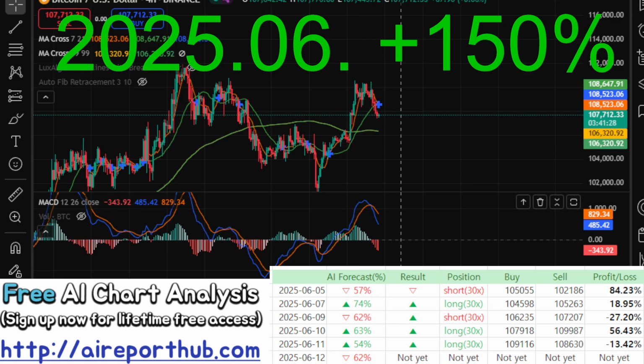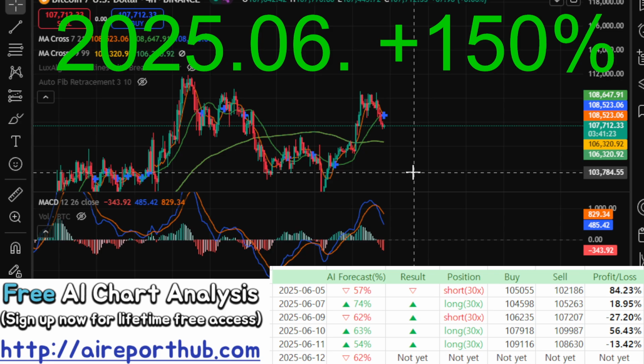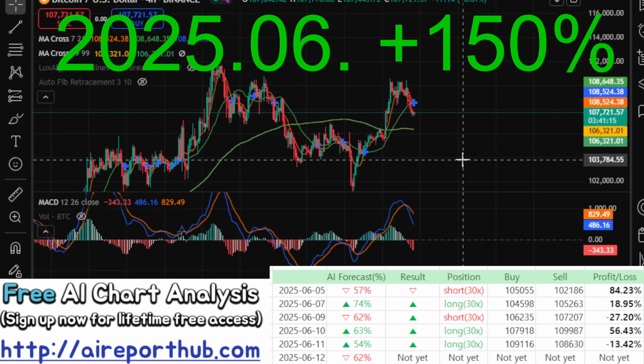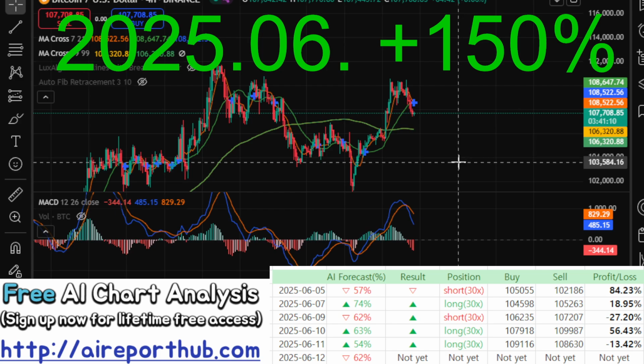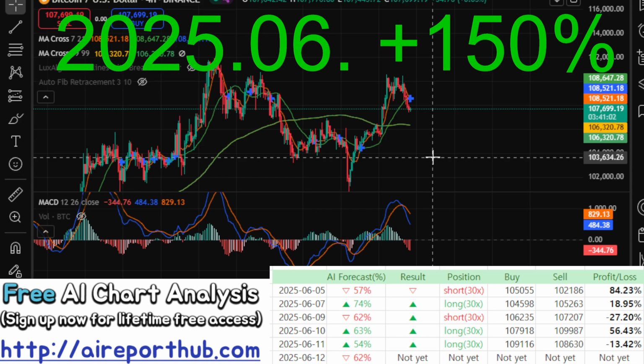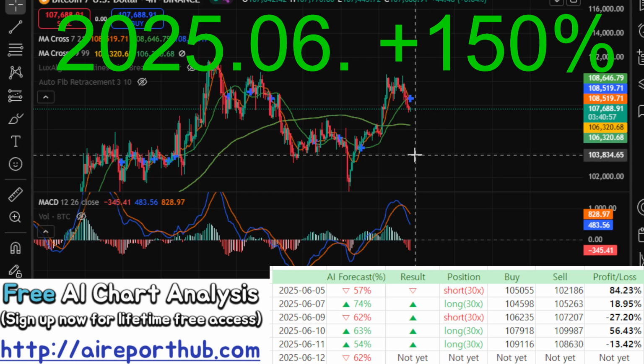Bollinger Bands are also showing significant signals. We've now broken below the midline of the band, and the bands themselves are contracting, which usually signals an upcoming volatility explosion. And the current direction is opening to the downside. That increases the likelihood of a move toward the lower band. From there, we will have to see if a bounce occurs.